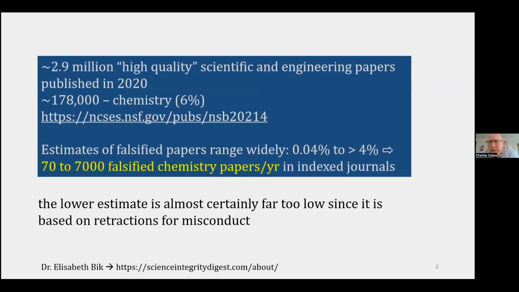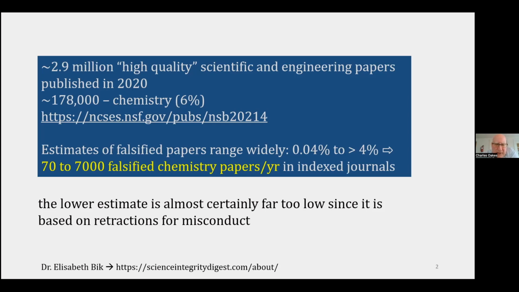Okay, so in the world in 2020, there were roughly 3 million scientific and engineering papers published. And of those, about 6%, or nearly 180,000, were in chemistry. Of those, roughly 0.04% were retracted due to scientific misconduct. So that's a floor on the number of falsified chemistry papers that were published in 1 year. On the upper end of the range, the number is probably closer to 4%.